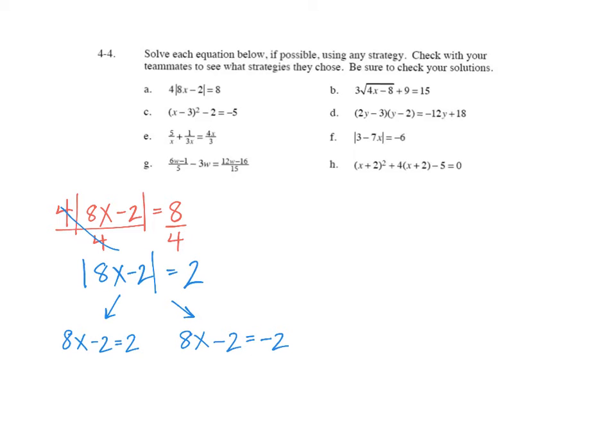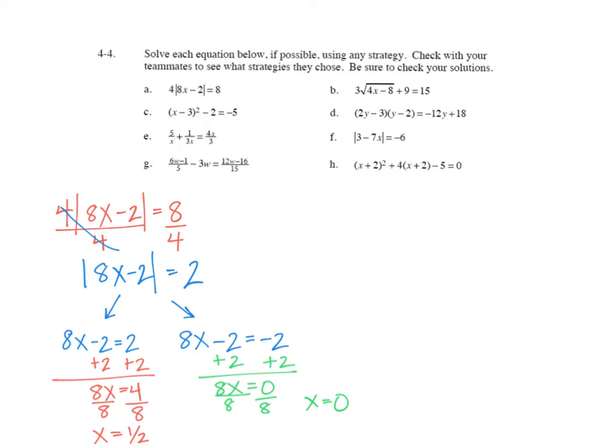So now, undoing the operations that are being done, on the left, I'll add 2 to both sides, which will give me 8x is equal to 4. And then undoing what's being done to x, I'll divide both sides by 8 to get x is equal to 1/2. On the second part of the problem, I'm going to undo what's being done to 8x by adding 2 to both sides, which gives me 8x is equal to 0, and then dividing both sides by 8 to undo the multiplication gives me x is equal to 0.